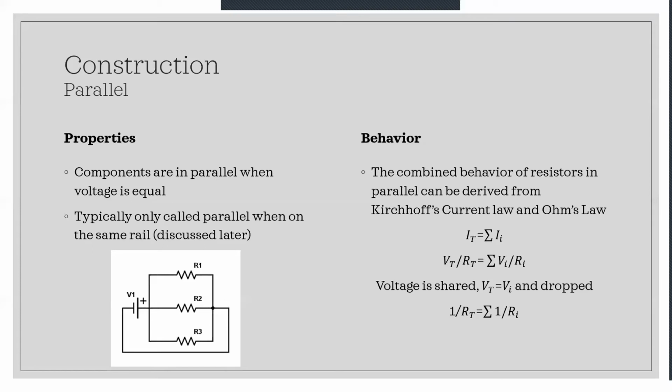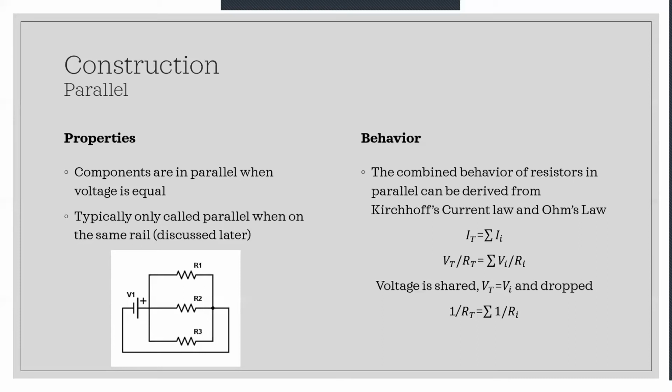And then what we're left with is the inverse of the total resistance is equal to the sum of the inverse resistances of all the individual resistors. Please note that it says that the inverse of total resistance is equal to the sum of the inverses of individual resistors. Don't forget all the inversions. There are two.